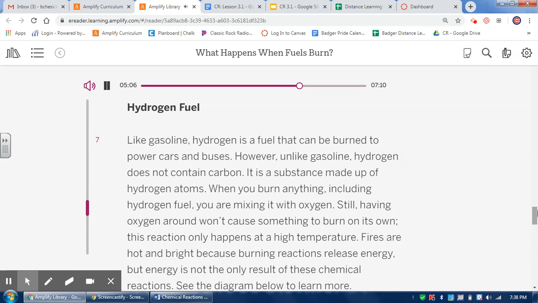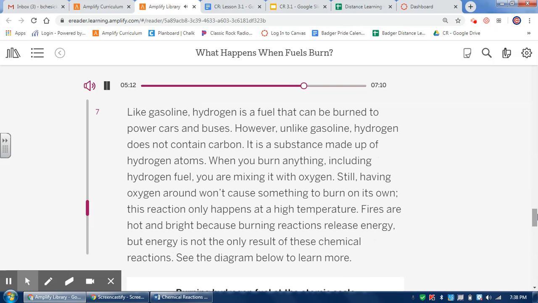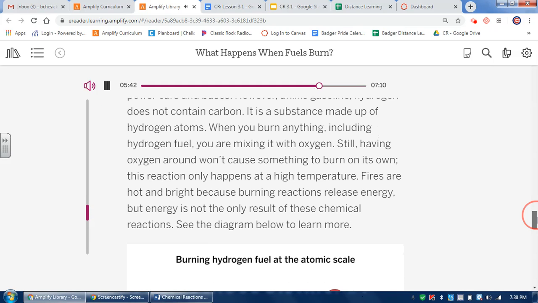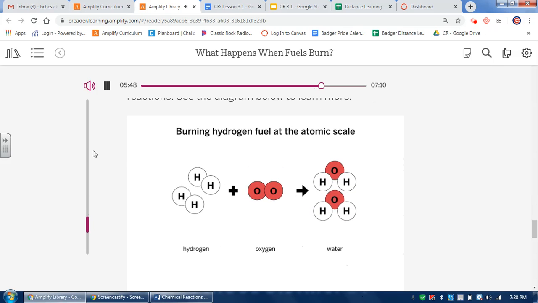Hydrogen fuel. Like gasoline, hydrogen is a fuel that can be burned to power cars and buses. However, unlike gasoline, hydrogen does not contain carbon. It is a substance made up of hydrogen atoms. When you burn anything, including hydrogen fuel, you are mixing it with oxygen. Still, having oxygen around won't cause something to burn on its own. This reaction only happens at a high temperature. Fires are hot and bright because burning reactions release energy, but energy is not the only result of these chemical reactions. See the diagram below to learn more.